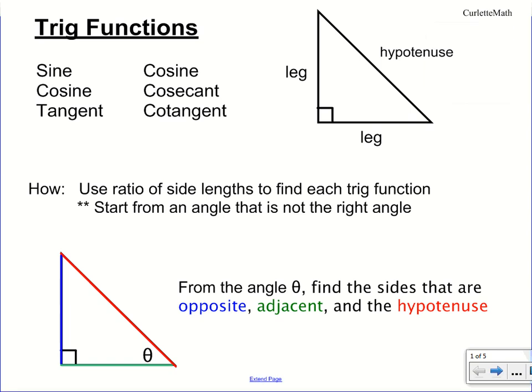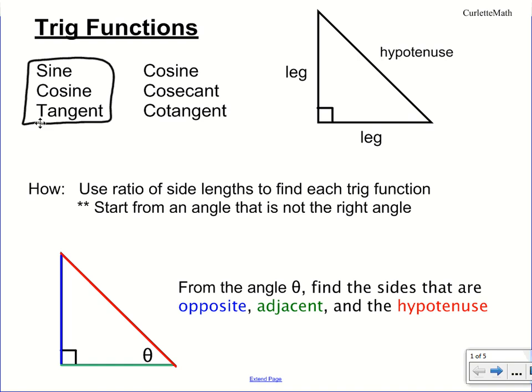Now today what we're going to look at is the trig functions. There's 6 of them. Today we're going to study 3 of them mainly: the sine, the cosine, and the tangent. We're going to worry about the cosecant, secant, and cotangent a little later in another lesson. But the 3 that we're going to worry about today are the sine, the cosine, and the tangent.